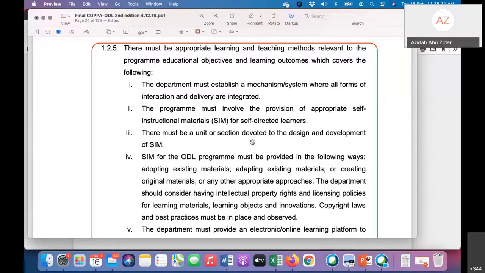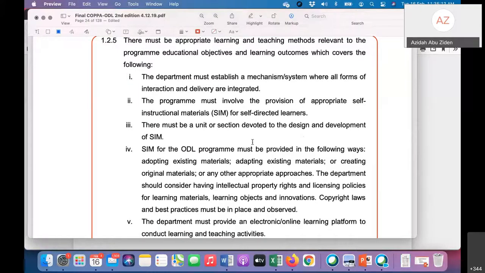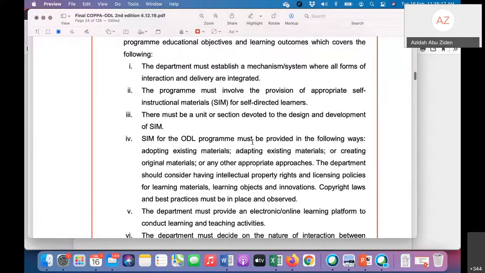And then the program must involve provision and appropriate self-instructional material for self-directed learners. Okay, must have. Jadi memang wajib ada the SIM.